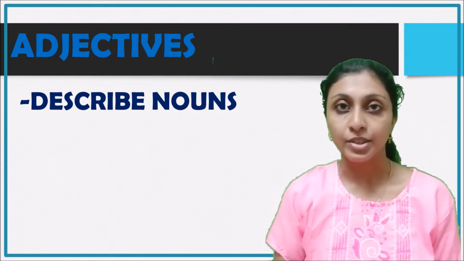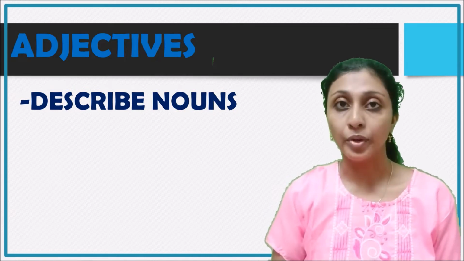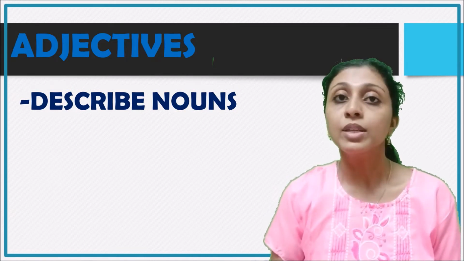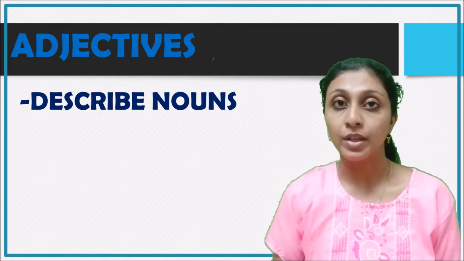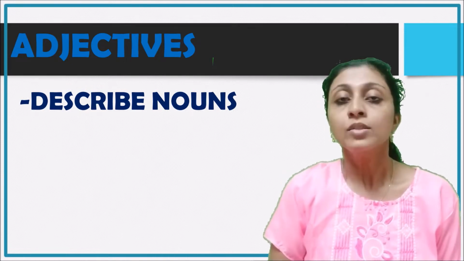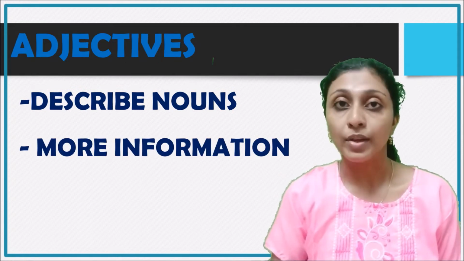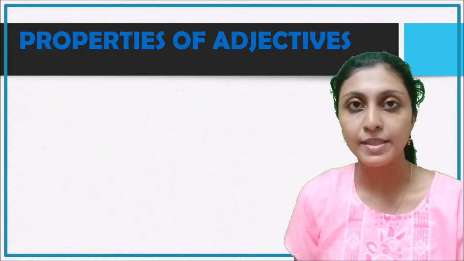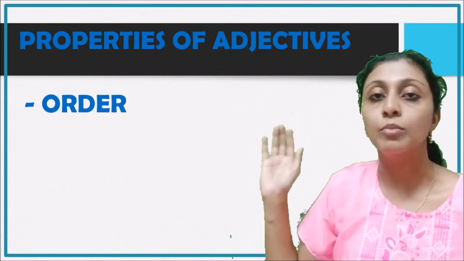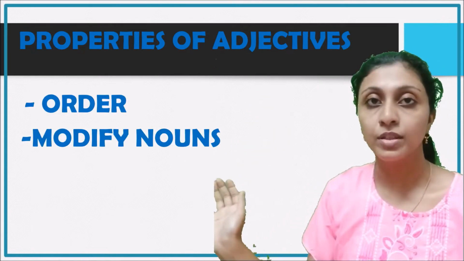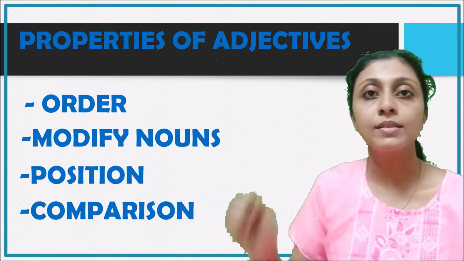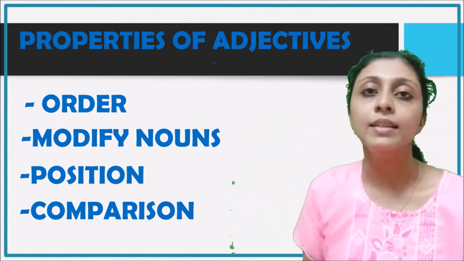Without adjectives, the sentence would be boring, as we would not have much information about the noun. So adjectives are necessary to give us more information and describe the noun. The different properties are the order, the modify nouns, the position, and the comparison. We'll be discussing each of these in a detailed manner.